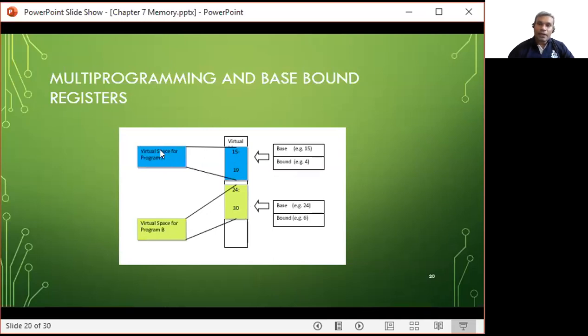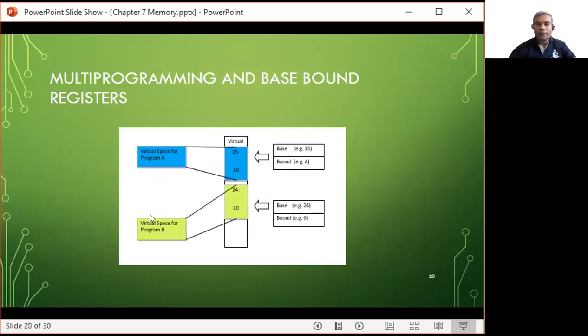So this program can use registers. In the original program, you might be using registers 1 to 4. This program might be using registers 1 to 6, but there's no clash because the base is different. So you are adding a constant and shifting it. Therefore, there is no clash.